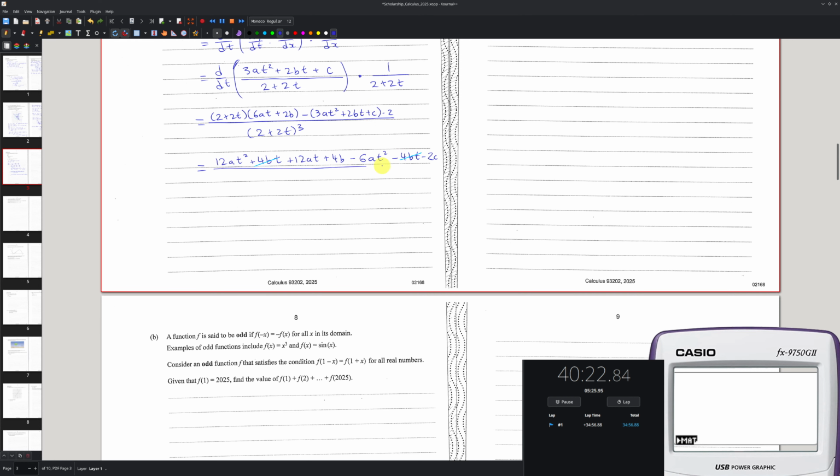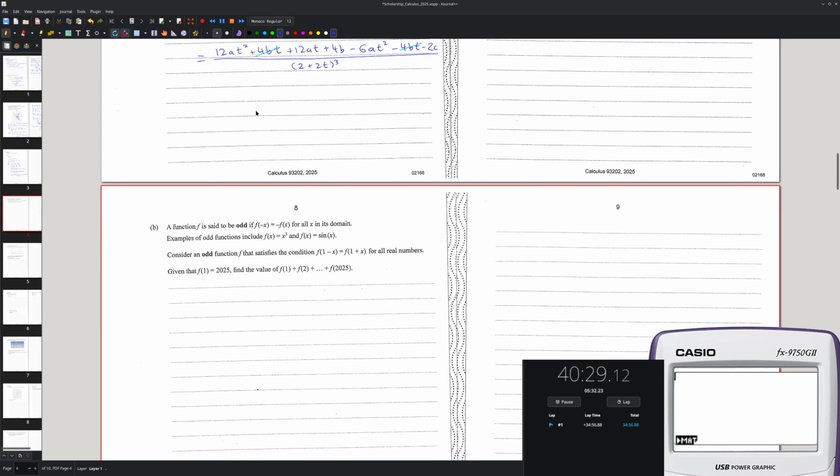Over 2 plus 2t cubed, right? And then that kind of cancels as well. So we get 6at squared plus 12at plus 4b minus 2c over 2 plus 2t cubed, right? And actually let's write that out. So that's 4(1 plus t).